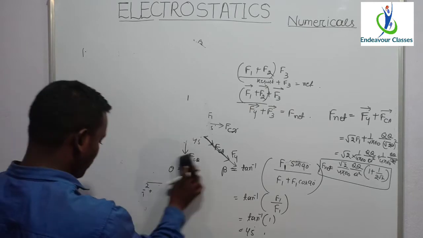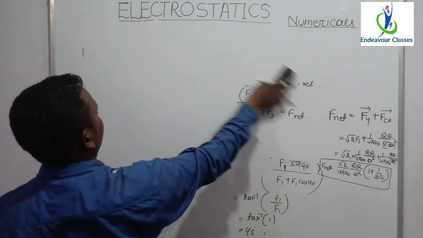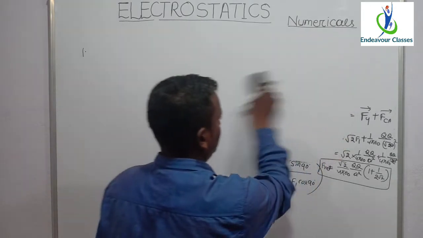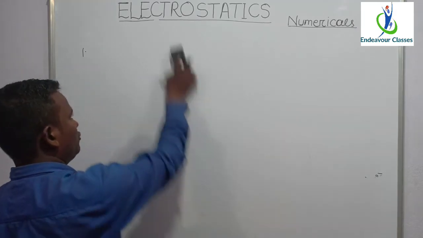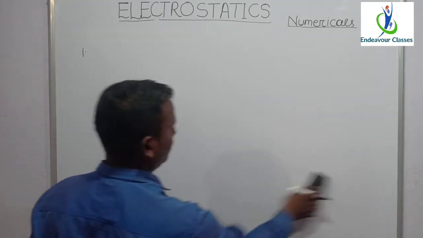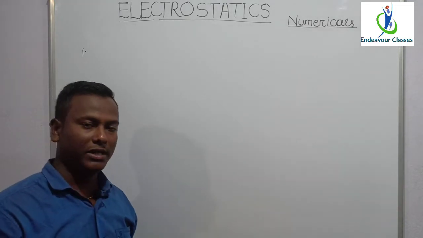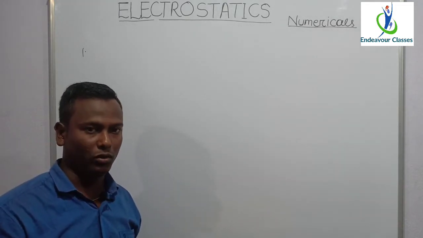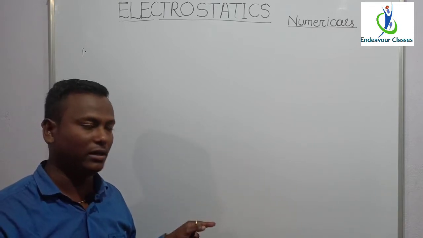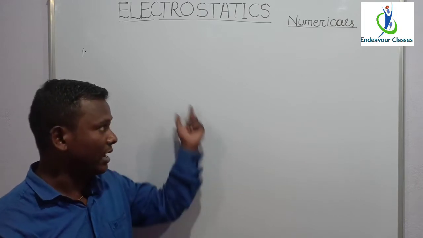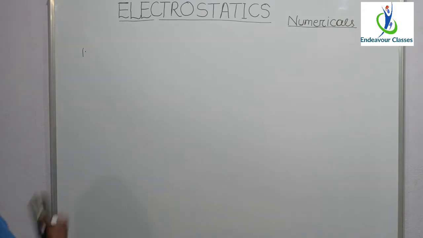So we are solving these problems by taking the symbolic representations only, that means Q and Q. But if some numericals are given, that means if the magnitudes of charges are given, then also you will proceed in the same way. In place of Q, you may be given a certain amount of charge, suppose 6 nanocoulomb or 7 microcoulomb. We will proceed in the same way as we have done here. So now let us move to the next problem.